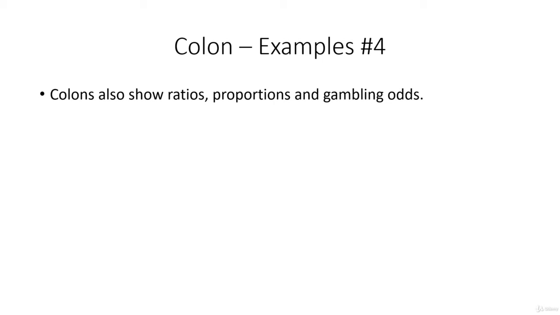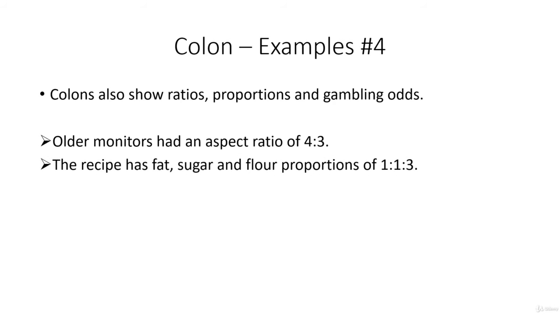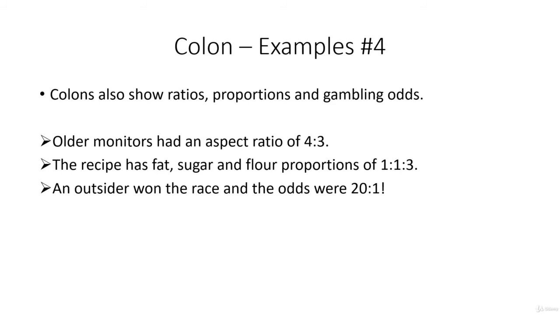And colons show proportions, ratios and gambling odds. So older monitors had an aspect ratio of 4:3. And please note the way we say this, we don't say 4:3, we say 4 to 3. And we'll see this in other examples as well. The recipe has fat, sugar and flour proportions of 1:1:3, which means 1 part fat, 1 part sugar, 3 parts flour. Or an outsider won the race and the odds were 20:1.